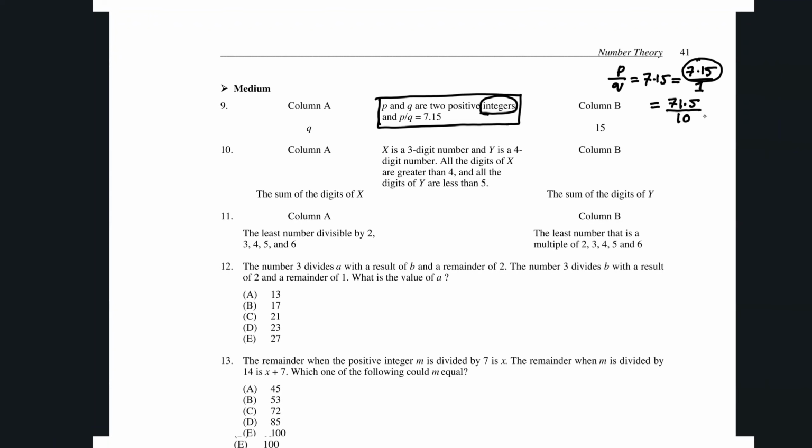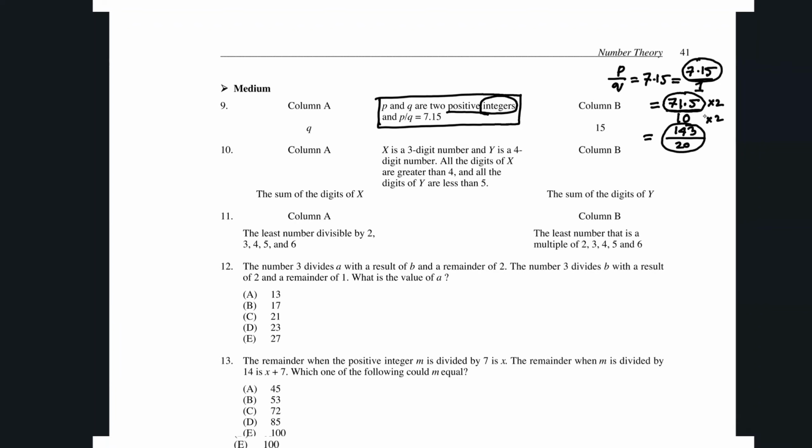Now here on the numerator, we see that we have 71.5, and since it has a 0.5 decimal, we can just multiply by 2. That will turn it into an integer. So if we multiply with 2 in both the numerator and denominator, like this, we get that the value of P should be 143, and the value of Q should be 20. Now at this point, we've satisfied the condition that both P and Q are positive integers.